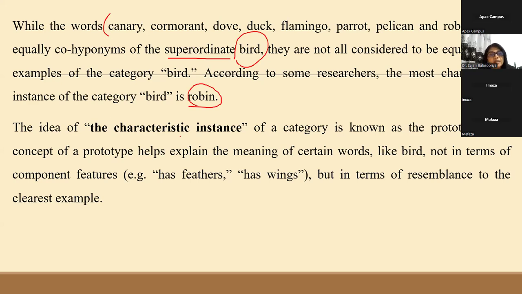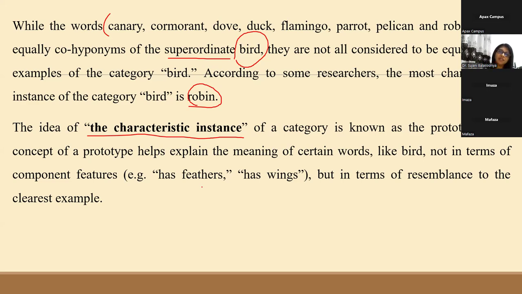Okay, the idea of the characteristic instance of a category is known as prototype. Robin is the characteristic instance of birds. So this idea is given as the prototype, right? The concept of a prototype helps explain the meaning of certain words like bird, not in terms of component features. Now we are not talking about whether robin has feathers or wings, how many feathers, right? We are not going to look at the inside of the word. But we try to identify robin as the characteristic example of the bird category in terms of resemblance to the clearest example.